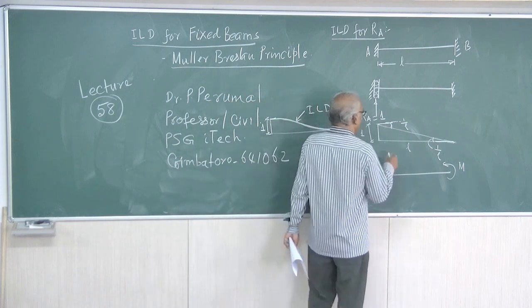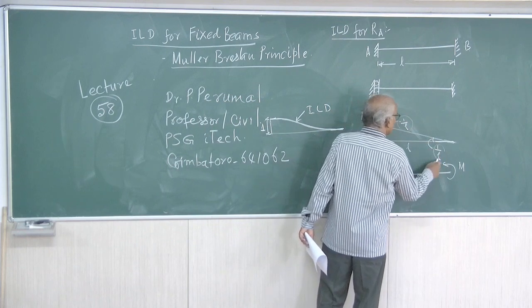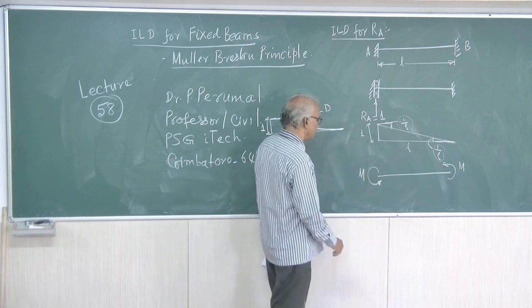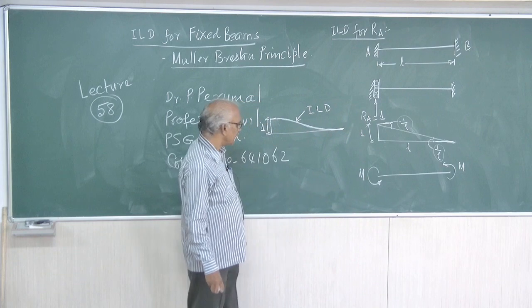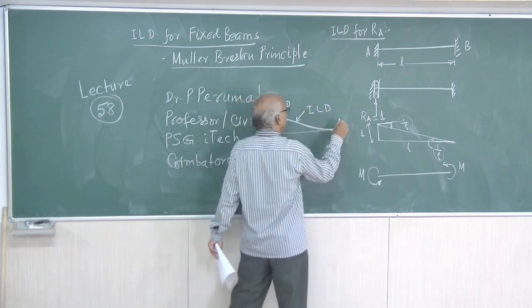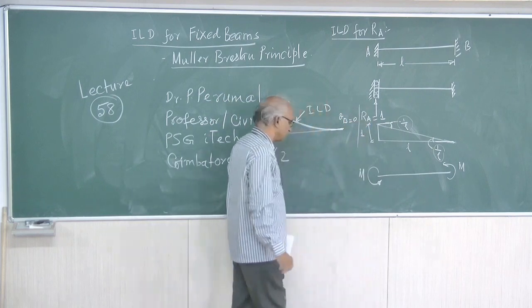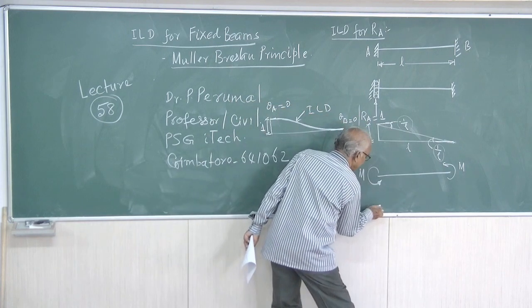Therefore, now the slope here is 1 by L. The slope here is also equal to 1 by L. Therefore, both M values will be equal. So here theta A equal to 0, theta B will also be equal to 0. Therefore, this is the beam.